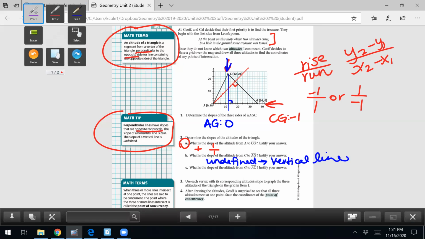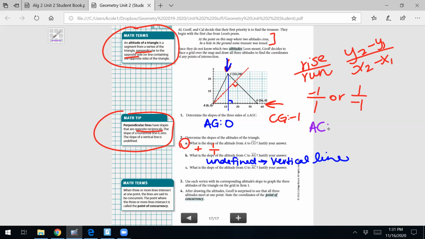Okay, we're going from which vertex? G, so I need to know AC's slope. What is AC's slope? Okay, positive 2, so up 2, right 1.